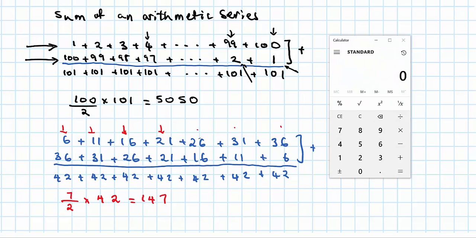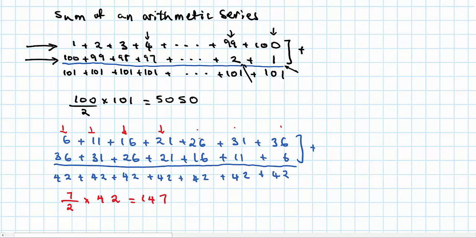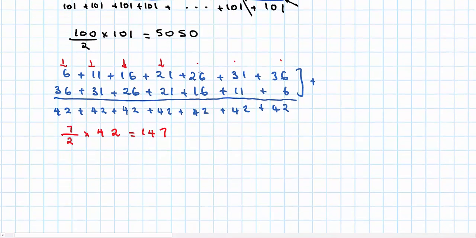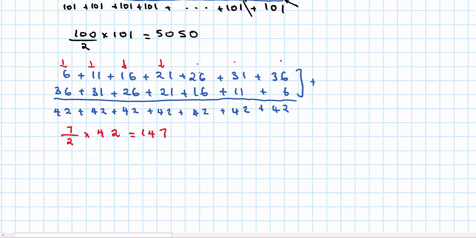Okay, let's test this out and see if we got the right answer. 6 plus 11 ... 147. So let's write this in a formula that we can use so that we don't have to list the terms every single time and see what the result is.